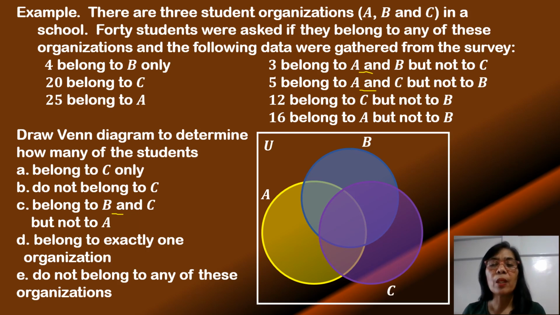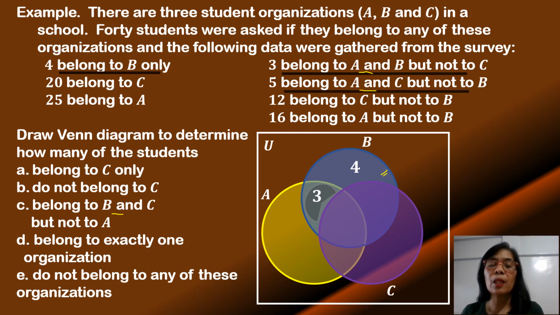Looking at the diagram, this region in here represents those who belong to B only. So there are 4 students who belong to this region. And then you go to those statements giving us intersections between the sets. We have here 3 belong to A and B but not to C. So the region representing those who belong to A, which is yellow, and B, which is blue, but not to C, we are referring to this region. And there are 3 students in this region belonging to A and B, but not to C.